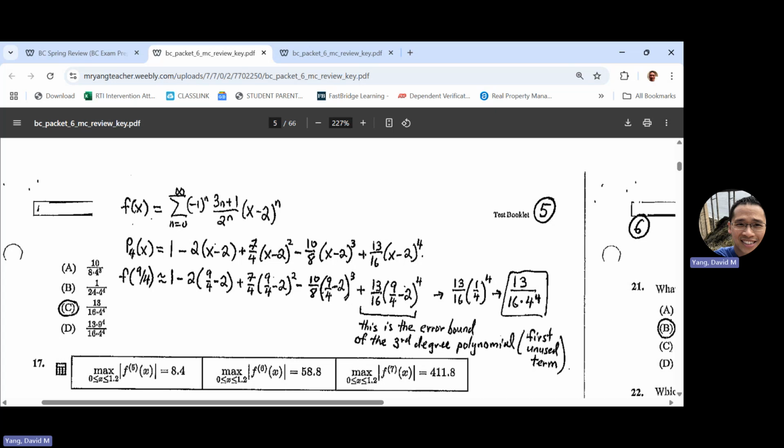Without even looking at the problem, you look at all these maximum of some random derivative. That's an indication that it's going to be Lagrange error bound, right? They give you some maximum of some random derivative. It's going to be error bound involving a Lagrange.